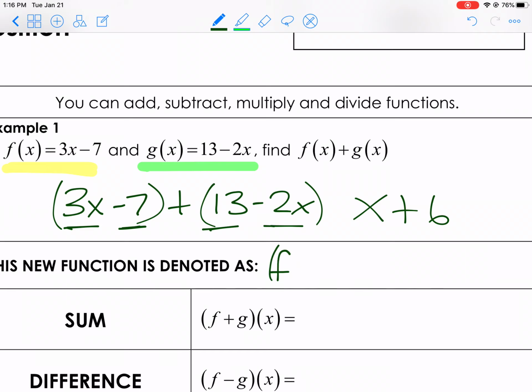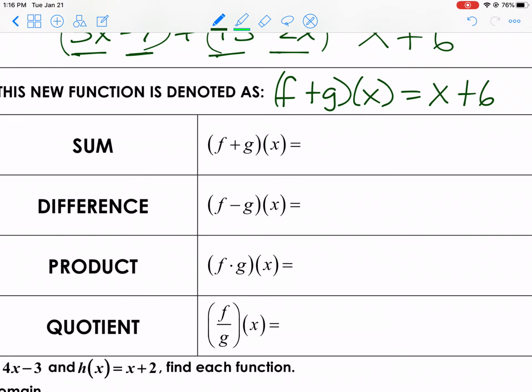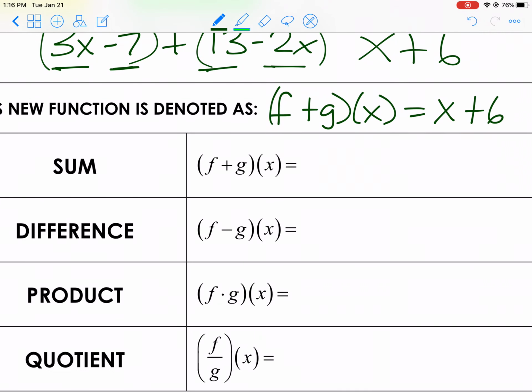We could denote it as f plus g of x equals x plus 6. Okay, so right here, we're going to rewrite the notation just to get a feel for what it means. So the quantity f plus g of x is the same as f of x plus g of x.